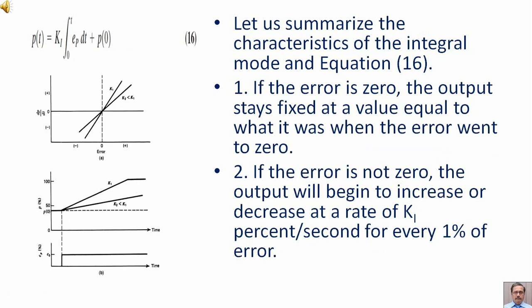Let us summarize the characteristics of the integral mode and equation 16. If the error is 0, the output stays fixed at a value equal to what it was when the error went to 0. This is the zero error, and the output is fixed at P0. If the error is not 0, this is the non-zero error, the output will begin to increase or decrease at a rate of K subscript I percent per second for every 1% of error.